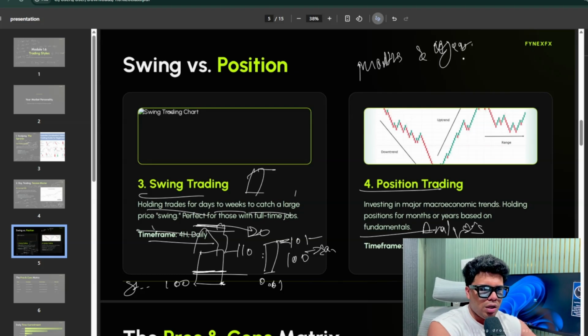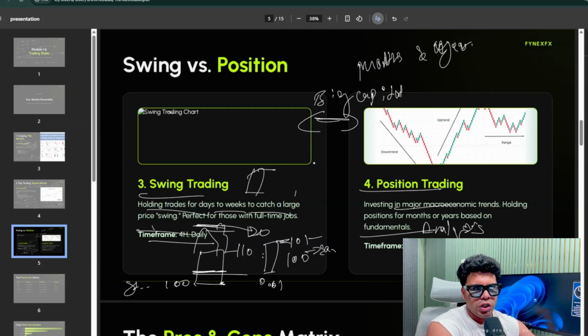Okay, anyway, for fundamental analysis, you require more capital, big capital, for swing trading and position trading. So what is capital? The money that you require for trades or investments. Big capital is required for swing trading and position trading, because you're going to hold for a long time.